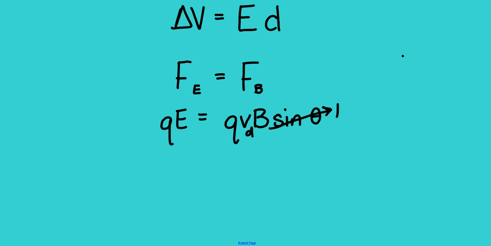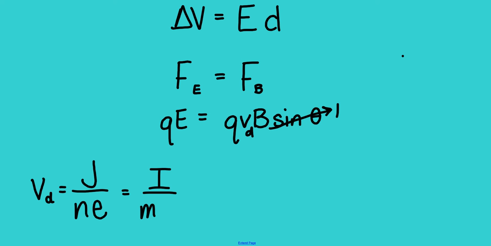Going back to that idea of drift velocity, that's back from chapter 26 when we learned about it. Drift velocity was described as being the current density divided by the number of charge carriers per unit volume times the charge on a single charge carrier, e. Or another way of writing that would be the current divided by n e times the area. And in this case, we're talking about a cross-sectional area that this current travels through.